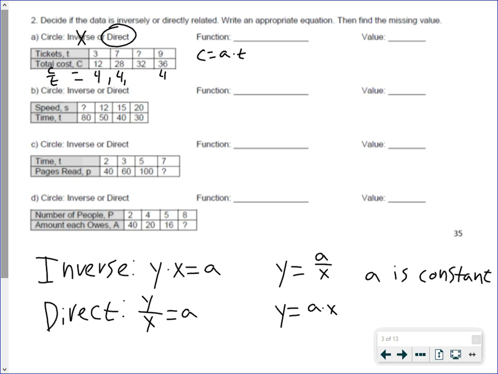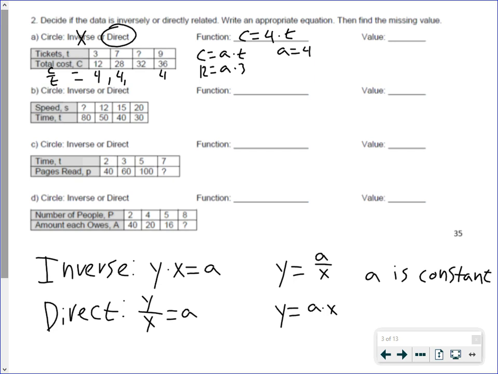So when c equals a times t, we need to figure out what our a is going to be. So I'm going to plug in one pair of points. So let's say 3 and 12. So c is 12, and t is 3. So now I'm going to solve for a. So I'm going to divide by 3 on both sides. And when I do, I get a equals 4. Okay? So my general function will be c equals 4 times t.